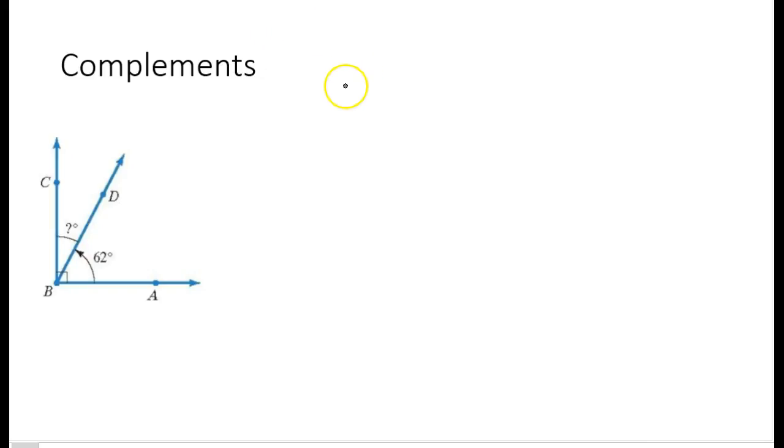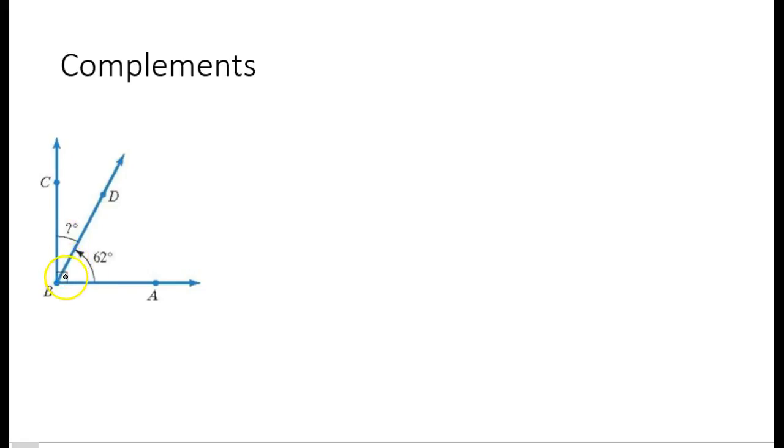First thing we're going to be looking at today, of course, we're getting into chapter 10 and looking at geometry. We're going to be looking first at complements and supplements. Most of you will remember these from high school, but remember that complements sum to 90 degrees. Take a look at what we have here.